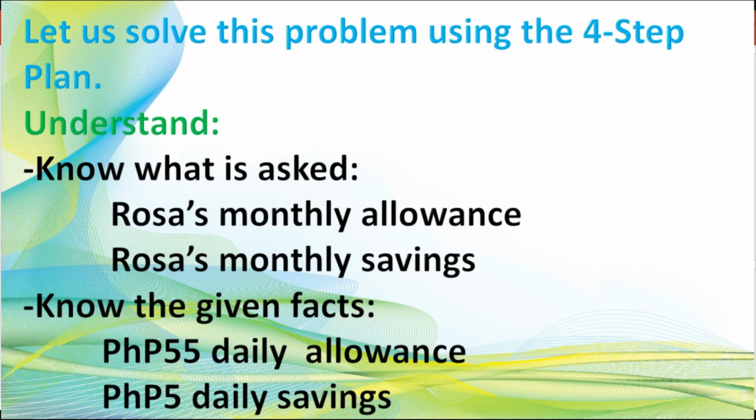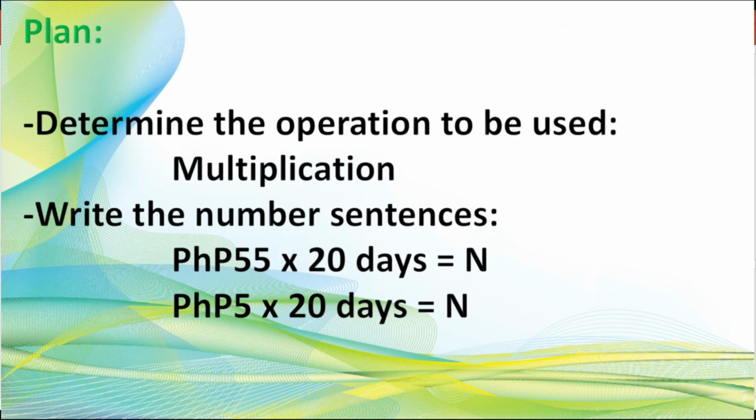Let us solve this problem by using the 4-step plan. The first step is understand. Know what is asked. Rosa's monthly allowance and Rosa's monthly savings. Know the given facts. 55 pesos daily allowance and 5 pesos daily savings. Second step is plan. Determine the operation to be used. So it is multiplication. Write the number sentences. 55 pesos times 20 days is equal to n. 5 pesos times 20 days is equal to n.